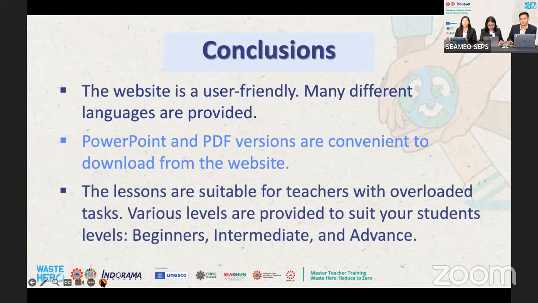The lessons are suitable for teachers with overloaded tasks, like we understand each other. Thailand and Indonesia are very similar because we have a lot of work to do. They also provide various levels to suit your students' levels. There are 3 levels: beginner, intermediate, and advanced.